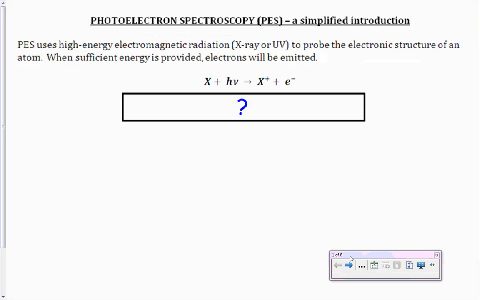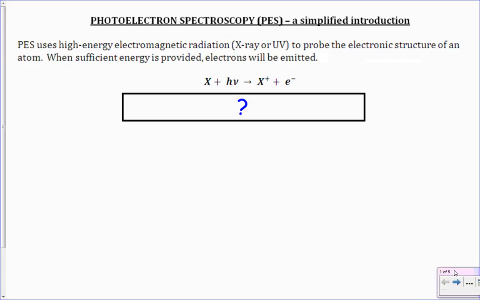Welcome to Chemistry at Hononegah High School, and today we'll be looking at PES, photoelectron spectroscopy. We're going to look at a simplified view of what really happens in PES. It's become an important part of the AP curriculum in terms of how we know our electron configurations, 1s2, 2s2, 2p6, and so forth, that we talk about are valid. Well, one of the easiest ways to see it is with photoelectron spectroscopy.